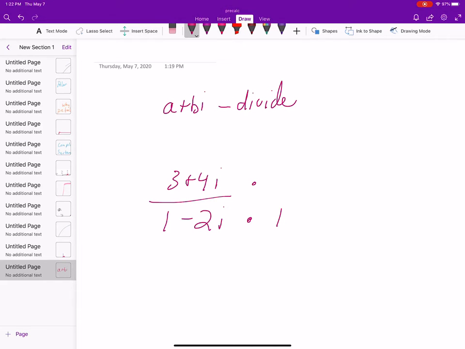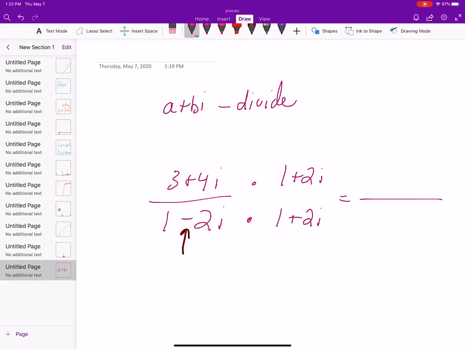Remember, the conjugate changes this sign to its opposite. So since it's a minus, this is going to be a plus. And we're going to do the same thing on the top. All right, so we're going to multiply these. Here we go. So let's do the bottom.